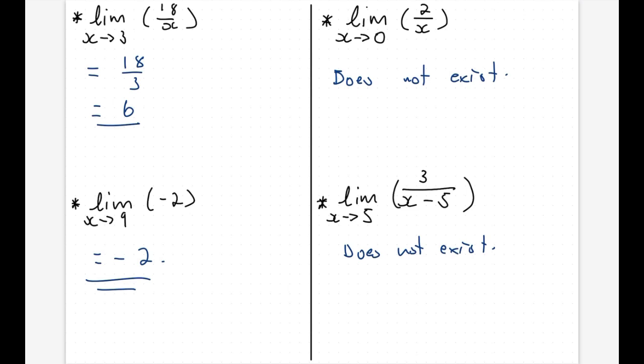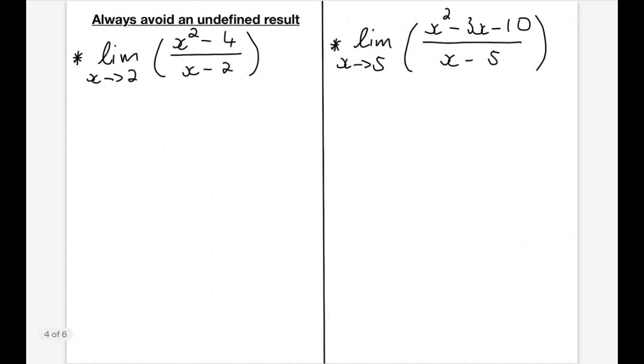But sometimes you can avoid an undefined result. And that's what I want us to look at. So here's an example, matriculants. We're being asked for the limit of the function x squared minus 4 over x minus 2 as x approaches 2. If you plug in an x value of 2 there, you'd have a denominator of 2 minus 2, which is 0. And we know that whenever we have a denominator of 0, that would be undefined. But we can actually simplify this fraction here. We can use factorization to simplify that expression.